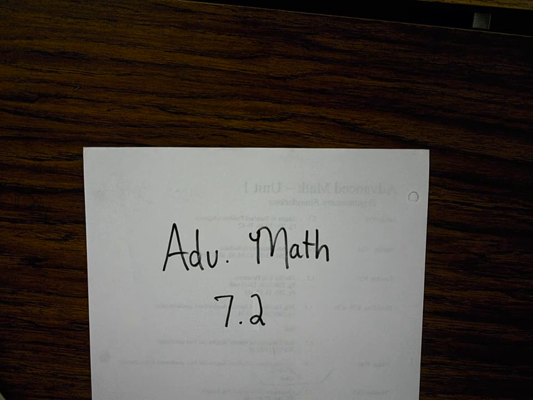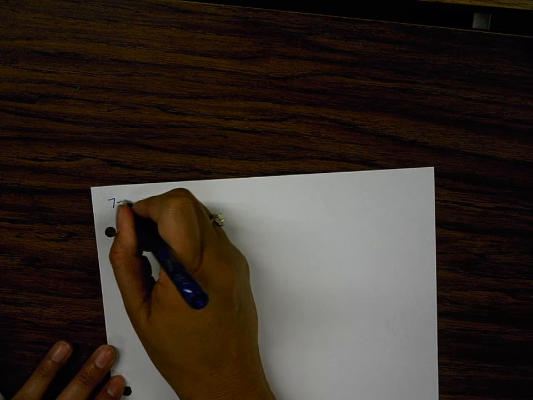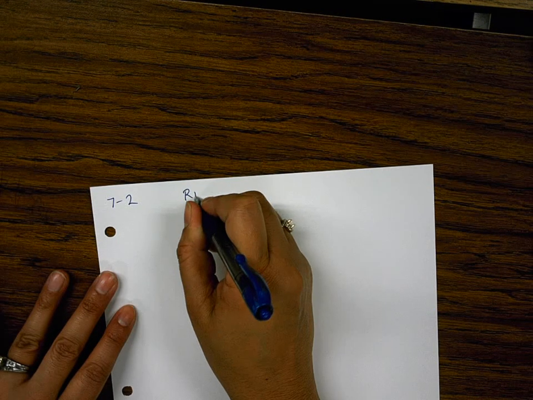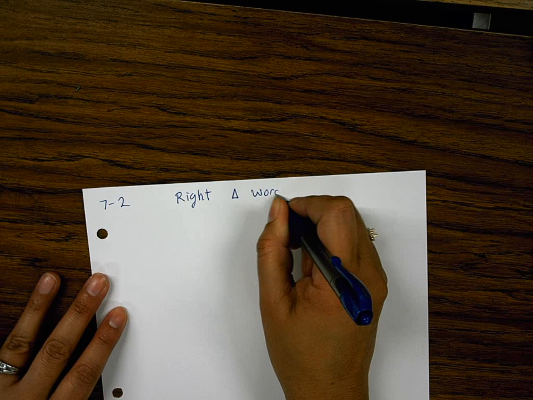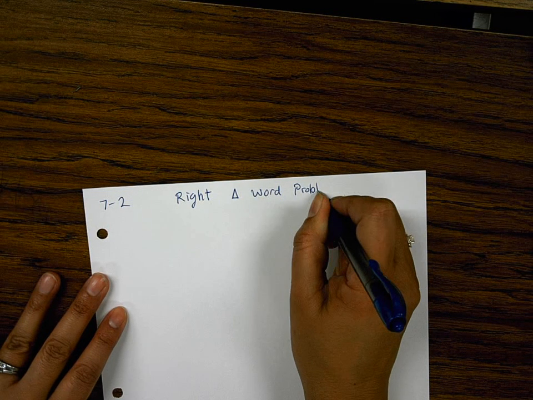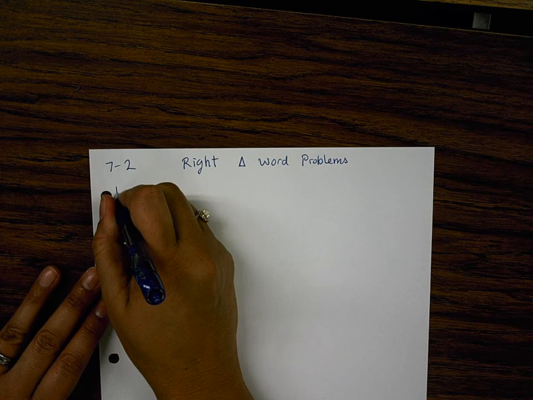This is Advanced Math, Unit 7, Lesson 2. Right triangle word problems.